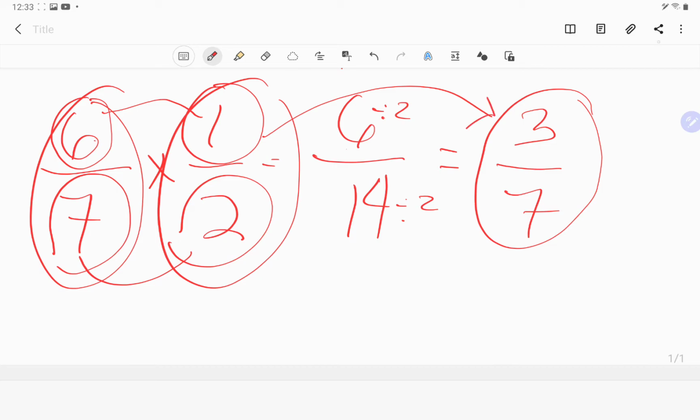Okay. Lagi nating tatandaan na kung ano yung i-divide mo sa numerator, yun din yung i-divide mo sa denominator. Hindi pwedeng i-divide mo to sa 3 tapos ito sa 2. Hindi pwede, kailangan parehas sila.